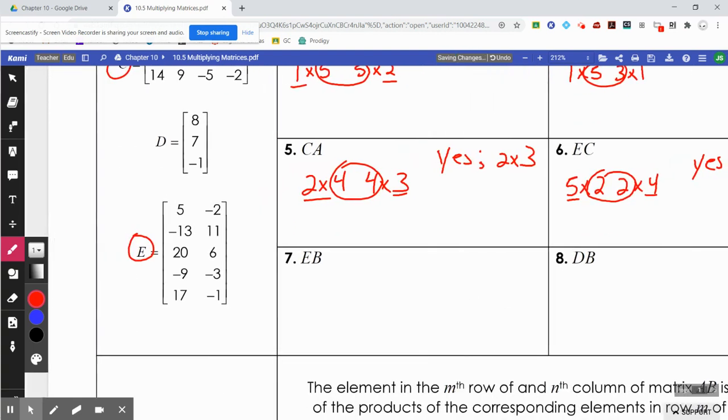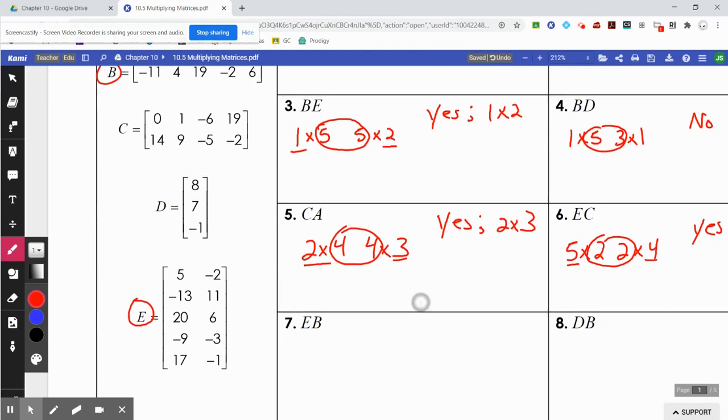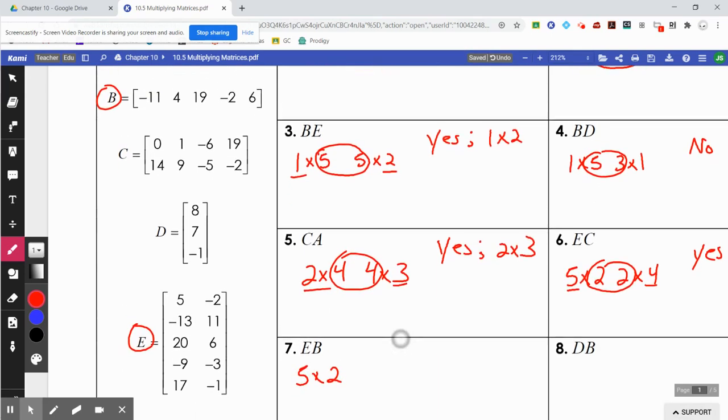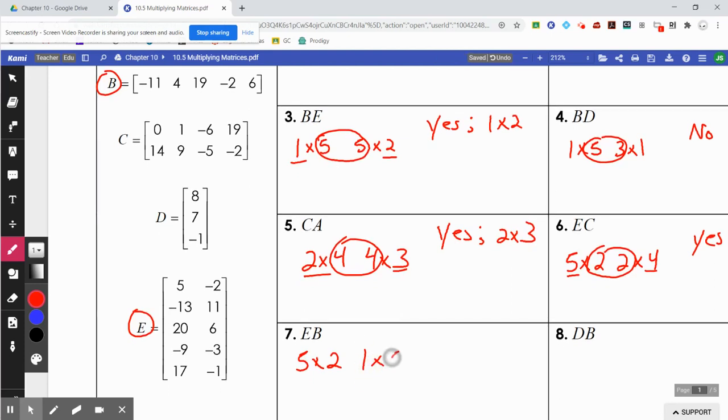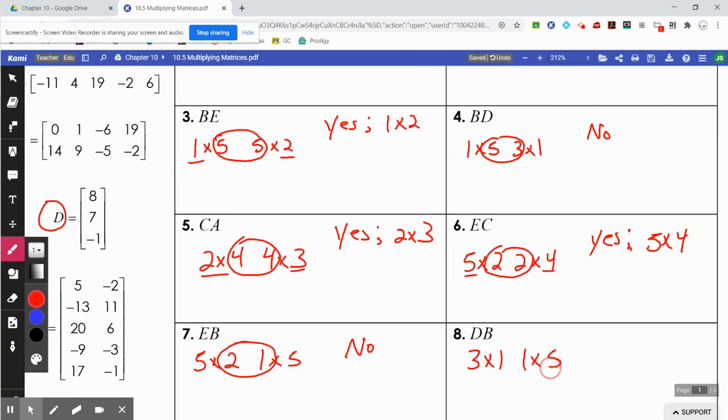Number 7, E times B. So there's E down there. Here's B. E was a 5 by 2. B is a 1 by 5. So therefore, you cannot multiply those. The middle numbers are not the same. And then finally, D times B. D is a 3 by 1. B is a 1 by 5. They can be multiplied, yes, and your answer is going to be a 3 by 5.